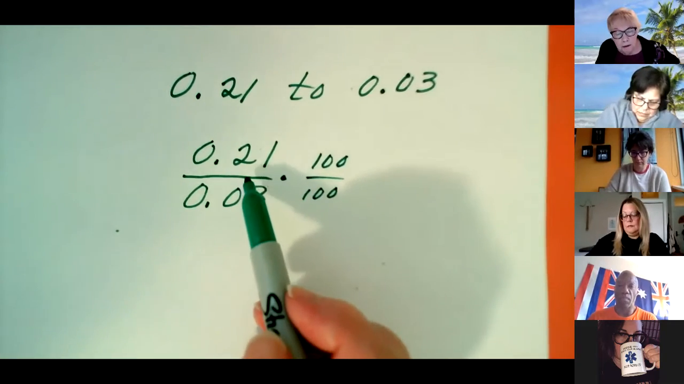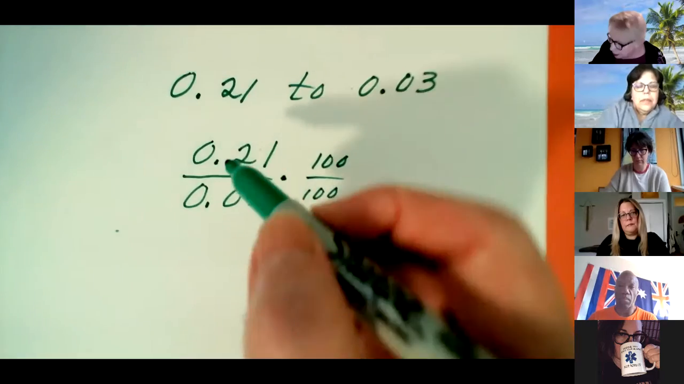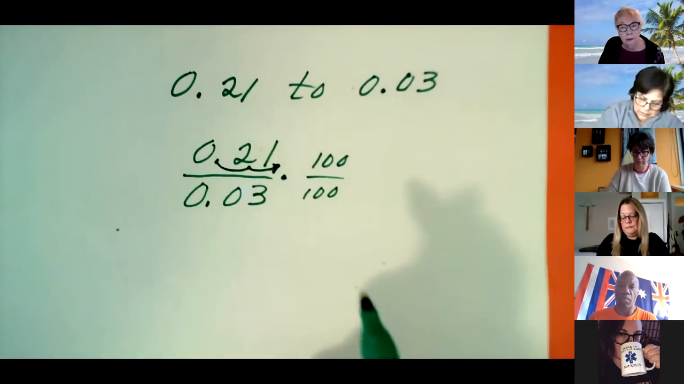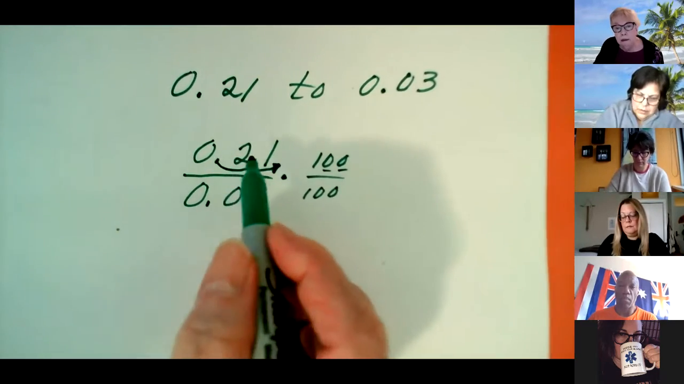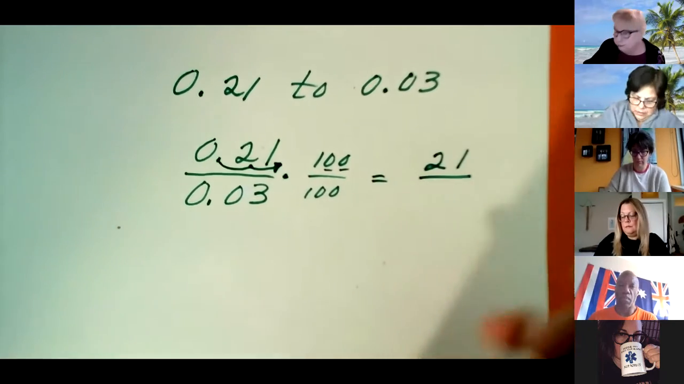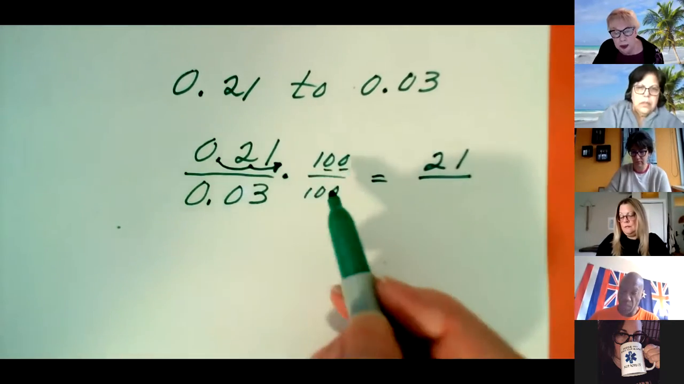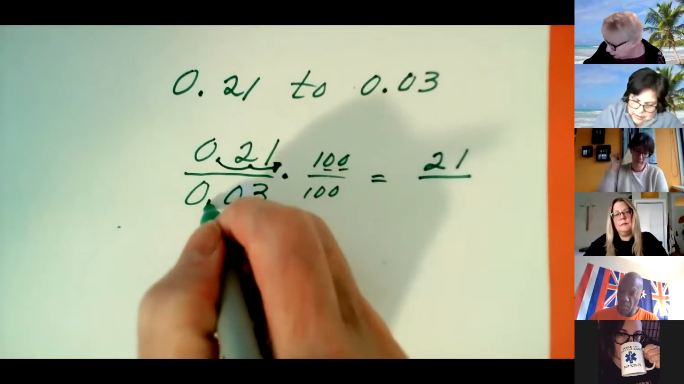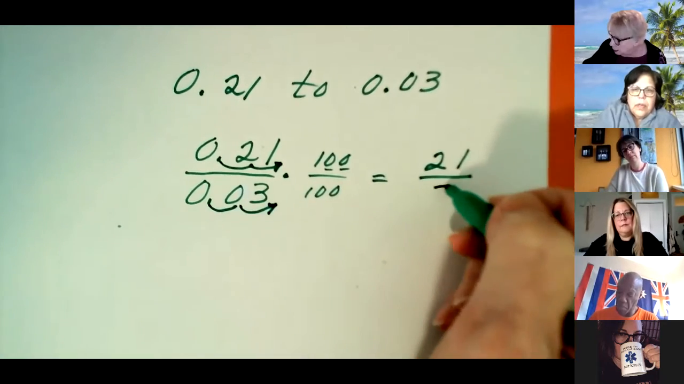Now, if you remember from, I don't know which week it was, when you multiplied by 100 on a decimal, it just was a decimal shift. And so multiplying by 100, 2 zeros, made it 2 decimal places. So this is just going to be 21. And when I multiply this one by 100, you've got to do the same to both so that it stays the same basic problem. 0.03 times 100 is 3.